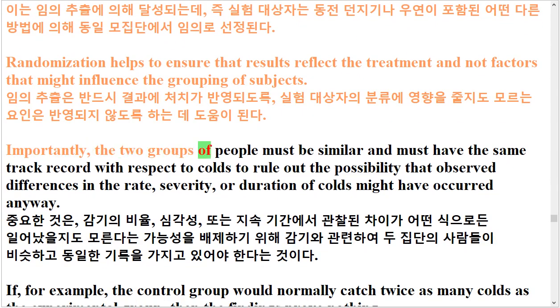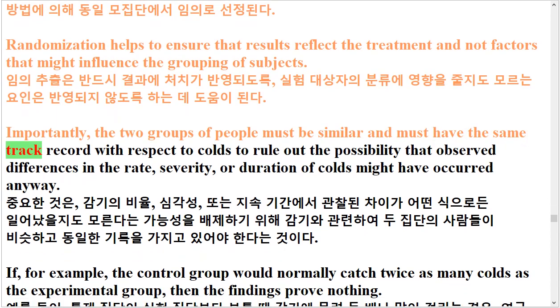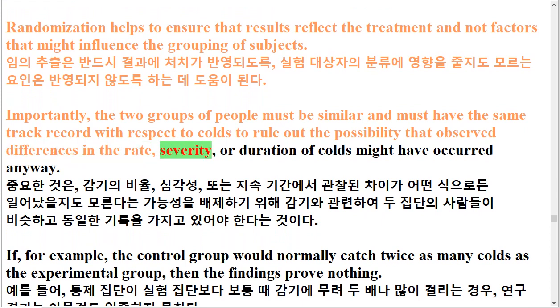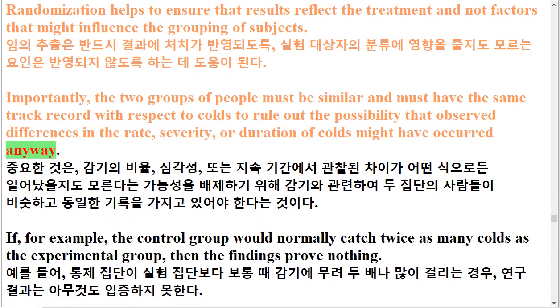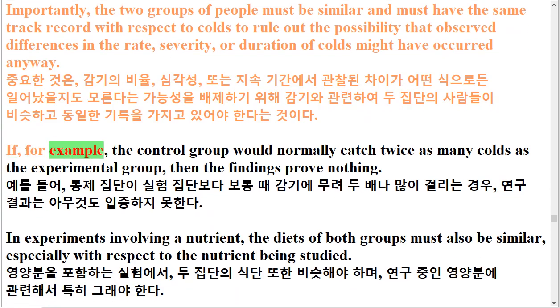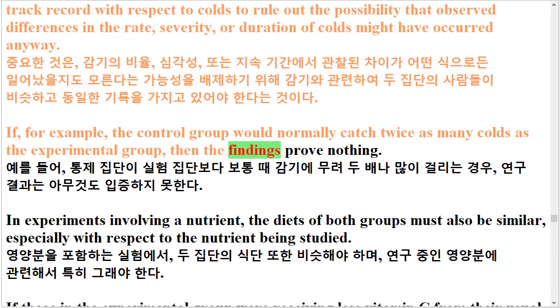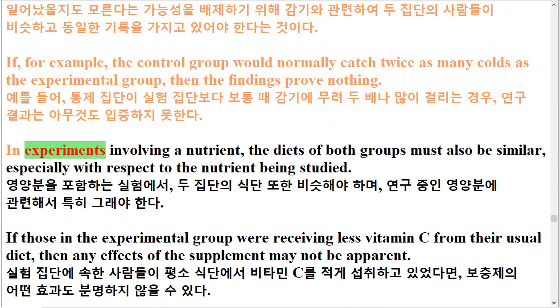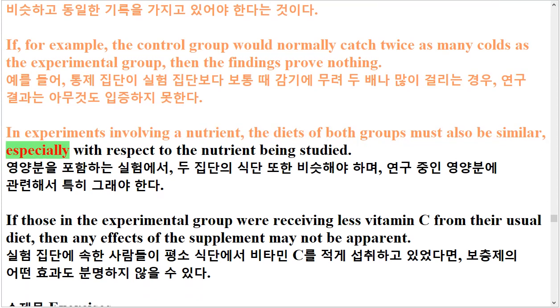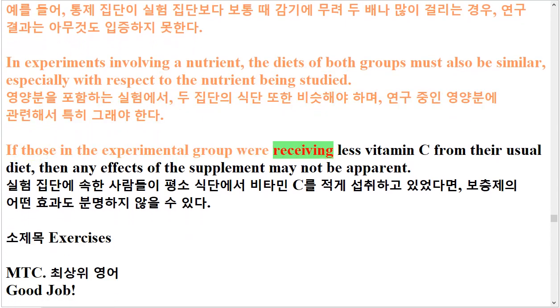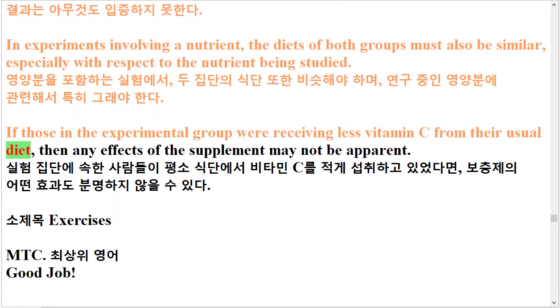Importantly, the two groups of people must be similar and must have the same track record with respect to colds to rule out the possibility that observed differences in the rate, severity, or duration of colds might have occurred anyway. If, for example, the control group would normally catch twice as many colds as the experimental group, then the findings prove nothing. In experiments involving a nutrient, the diets of both groups must also be similar, especially with respect to the nutrient being studied. If those in the experimental group were receiving less vitamin C from their usual diet, then any effects of the supplement may not be apparent.